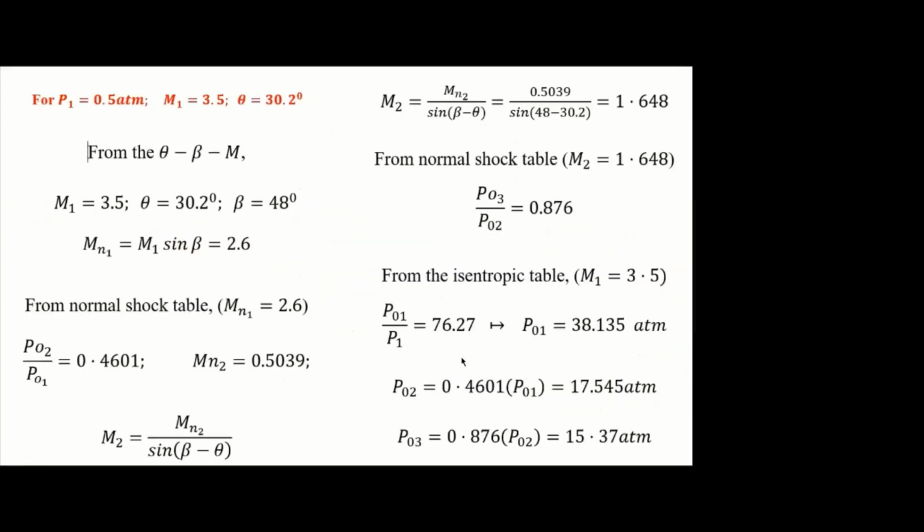Yes, sir. So first I am finding beta, then Mn1, then using the normal shock table. I think here I followed a different procedure. From the normal shock, I am finding Mn2, then M2.